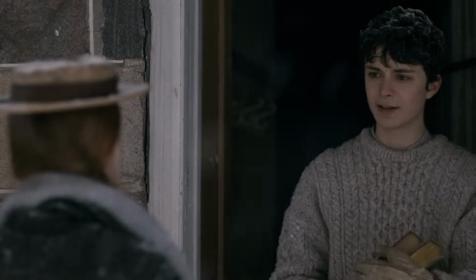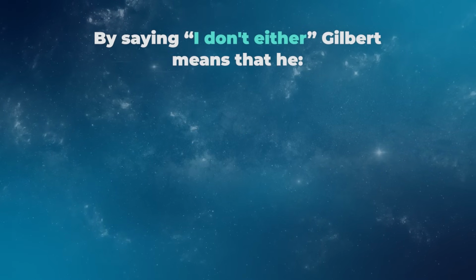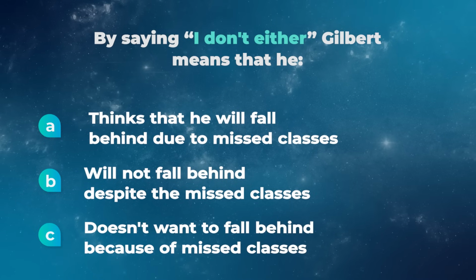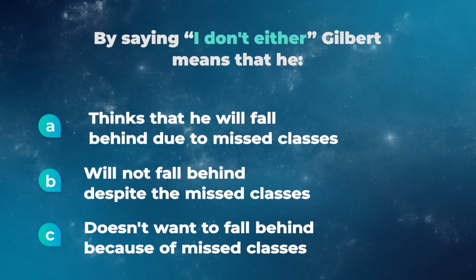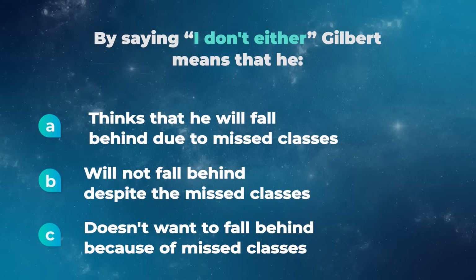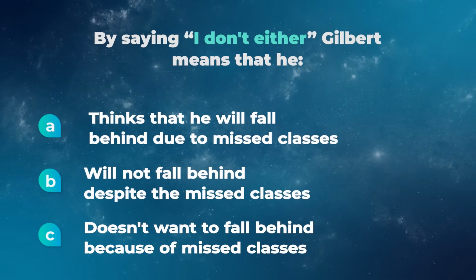I don't either. By saying I don't either, Gilbert means that he thinks that he will fall behind due to missed classes. Will not fall behind despite the missed classes. Doesn't want to fall behind because of missed classes.